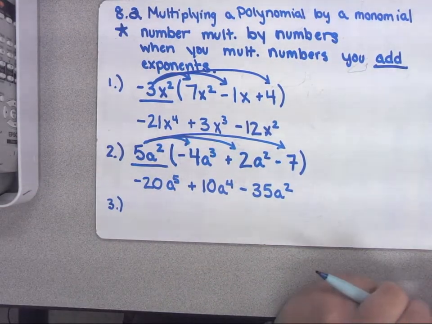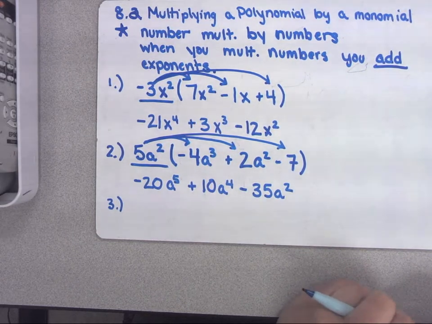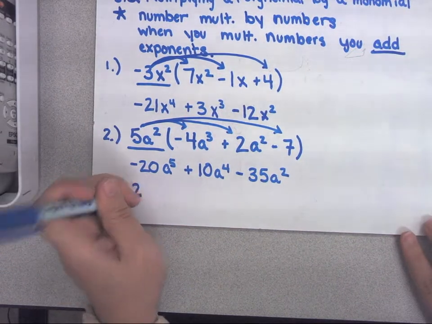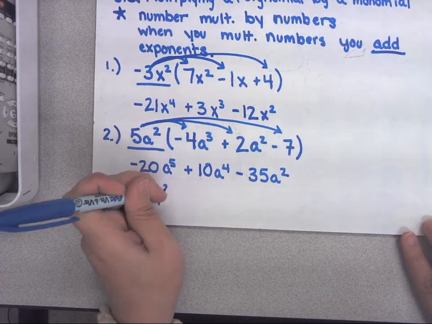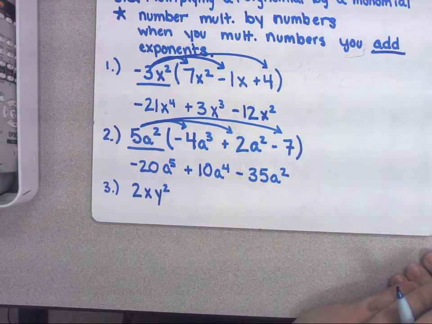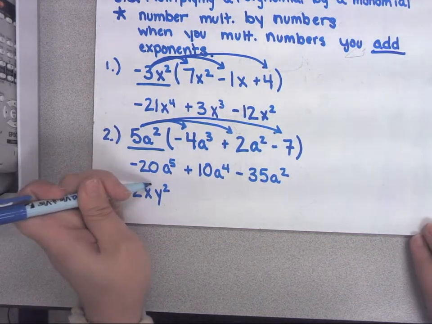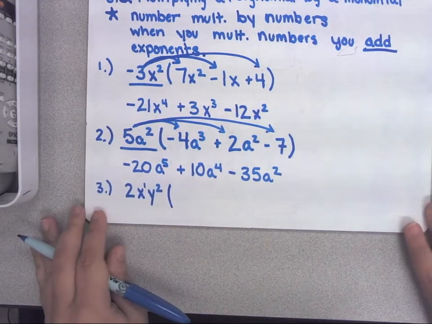Blake, pick 2 variables. I don't care what they are. I'm gonna make it up. Okay. So we're gonna have 2x y to the second. So now we have 2 variables. What does this x technically have a power of? 1. If it helps you, always put a 1 there, okay? Now parentheses.